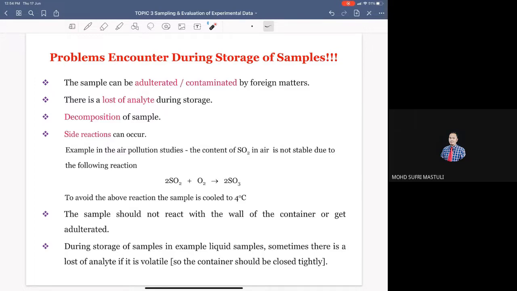Like we have ethanol in water. Ethanol is more volatile; it's easy to escape. Water is less volatile and will remain a liquid at room temperature. So if we deal with a liquid sample, we have to put it in a container closed tightly in order to overcome the evaporation problem.